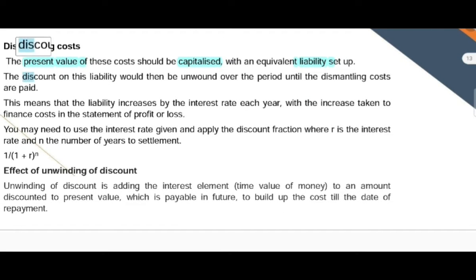Now, the discount on this liability would then be unwound over the period until the dismantling costs are paid. It means that the liability increases by the interest rate each year, and that increase would be recorded as finance cost in the statement of profit and loss. Year by year, the increase in the value of such dismantling costs would be recorded by passing the entry: debit finance cost and credit provision.